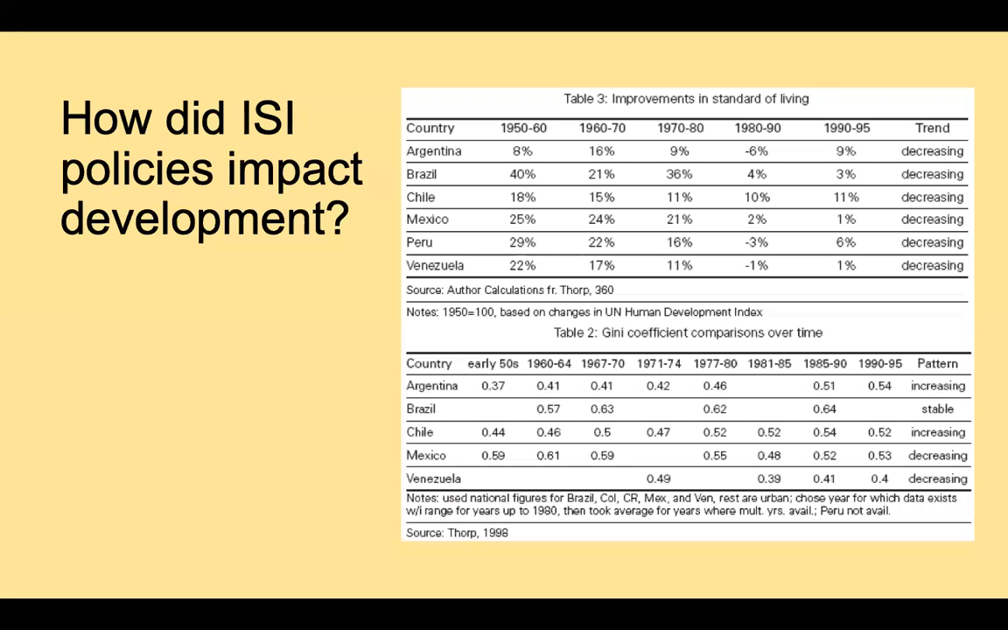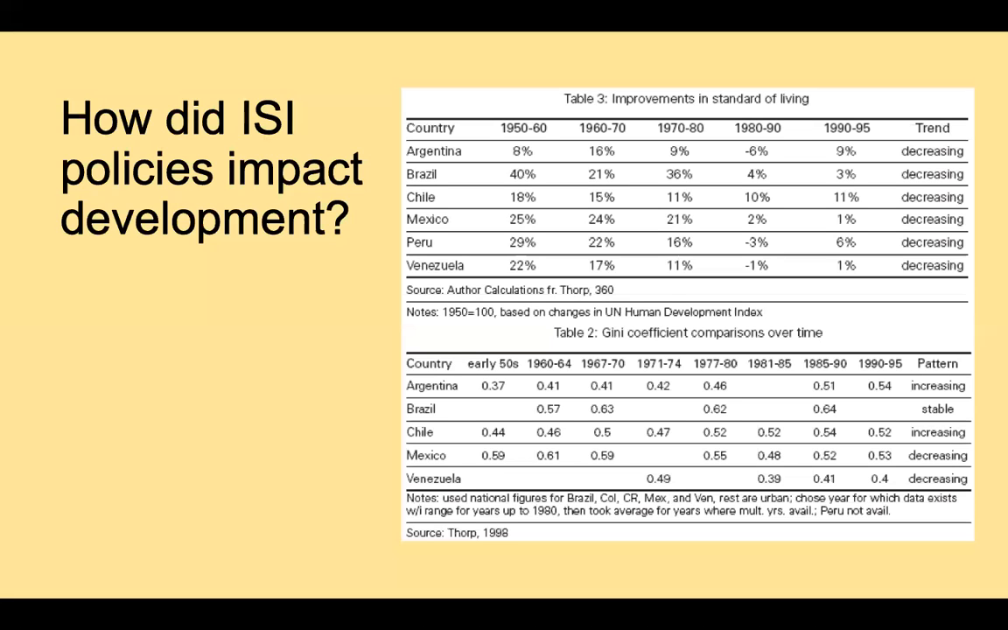Now, one of the most important questions is, how did ISI impact development? So far, I've been talking about budget deficits and trade deficits and some of these economic indicators that seem obviously relevant. And you can imagine that budget deficits and trade deficits would impact development and indicators like the Human Development Index coefficient or the distribution of income or income per person or the growth of the economy. But let's take a look at actual data regarding the standard of living and the direction of change in the standard of living over the course of several decades.